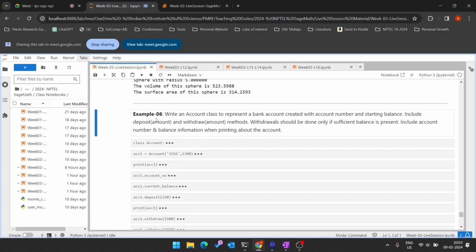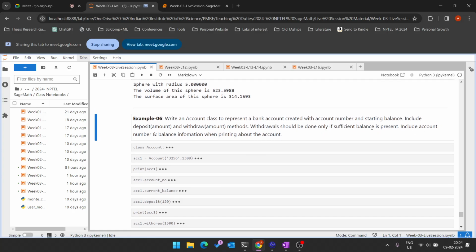Next example, the sixth example, we are asked to write an account class to represent a bank account created with an account number and a starting balance. We want to include two methods, which are deposit a certain amount and withdraw a certain amount. It's important that withdrawals be only done if sufficient balance is present. Sorry, we also want to include a function where we print out the account information, specifically the account number and the balance.